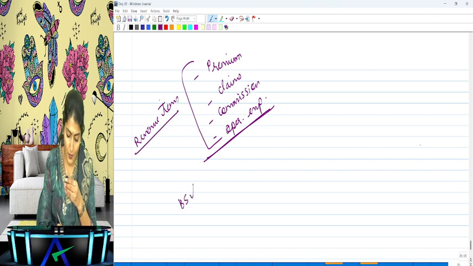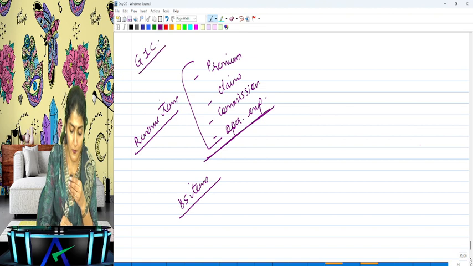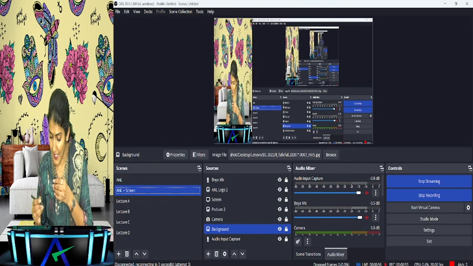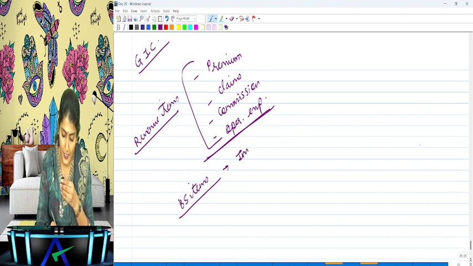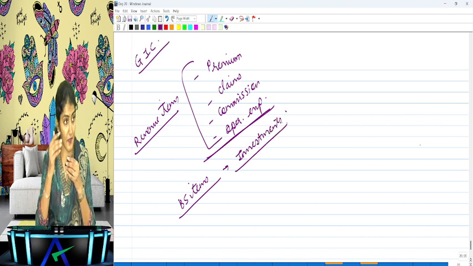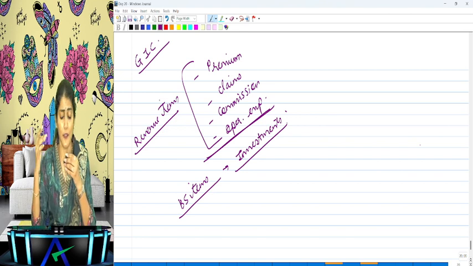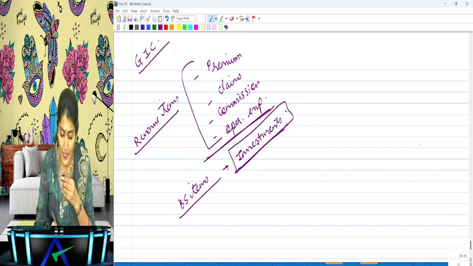Now we will talk about the balance sheet items for the general insurance company. In the balance sheet, the first item we have is the investments.